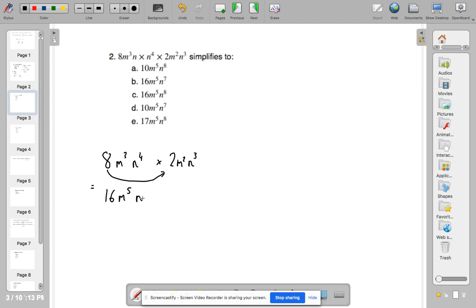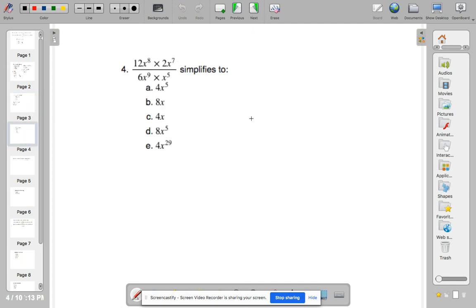n to the power of 4 times n to the power of 3. 4 plus 3 is 7. So the answer is 16m to the power of 5, n to the power of 7. So that would mean that answer B would be the correct answer there.